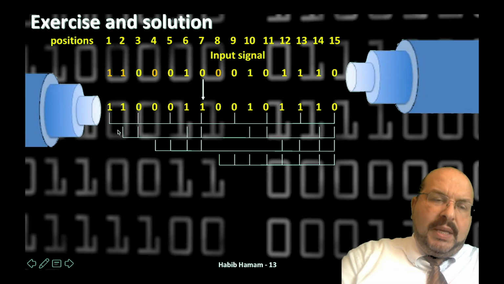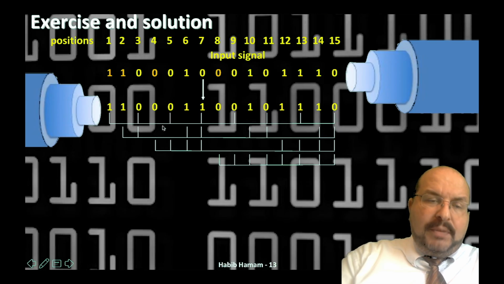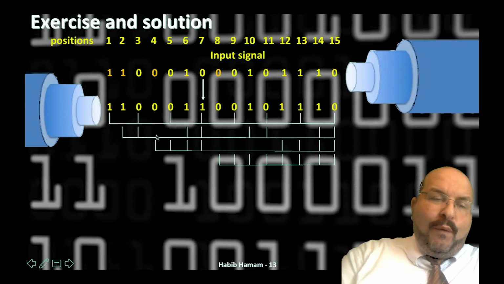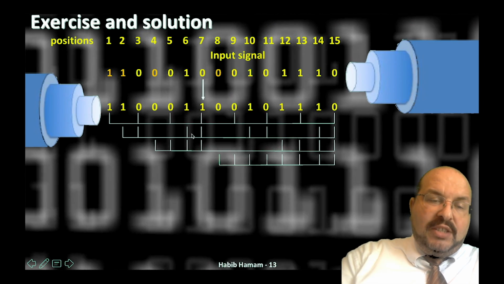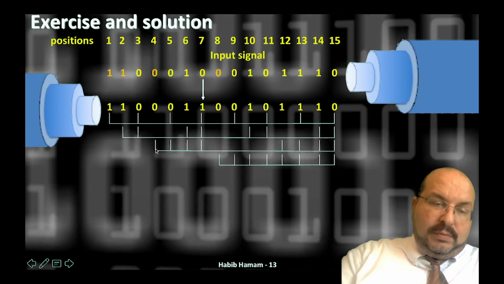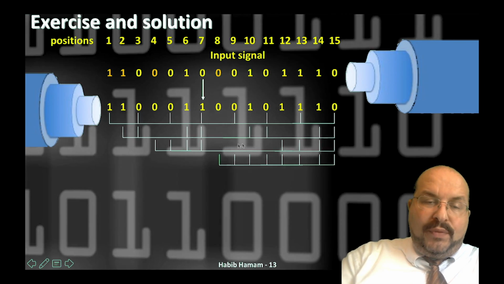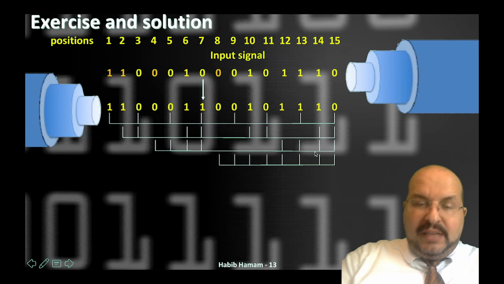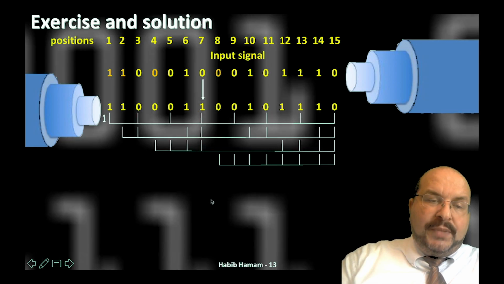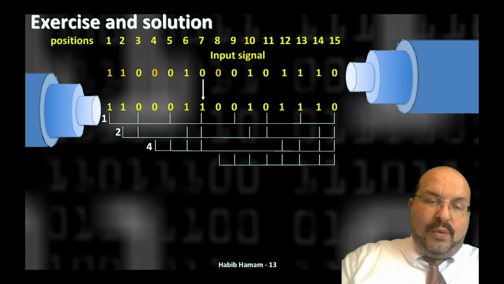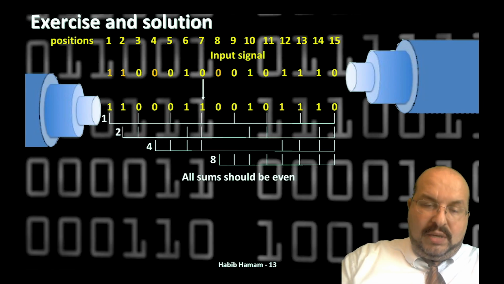What is the scheme? For 1, I start by 1, jump over 1 and select 1, jump over 1 and select 1 until the end. For position 2, I do the same: start by 2, jump over 2 and select 2. For position 4, I start by 4, select 4, jump over 4 and select another set of 4 bits. For 8, I do the same. Let us do it together: for 1, for 2, for 4, for 8. So let us check if the additions are even.